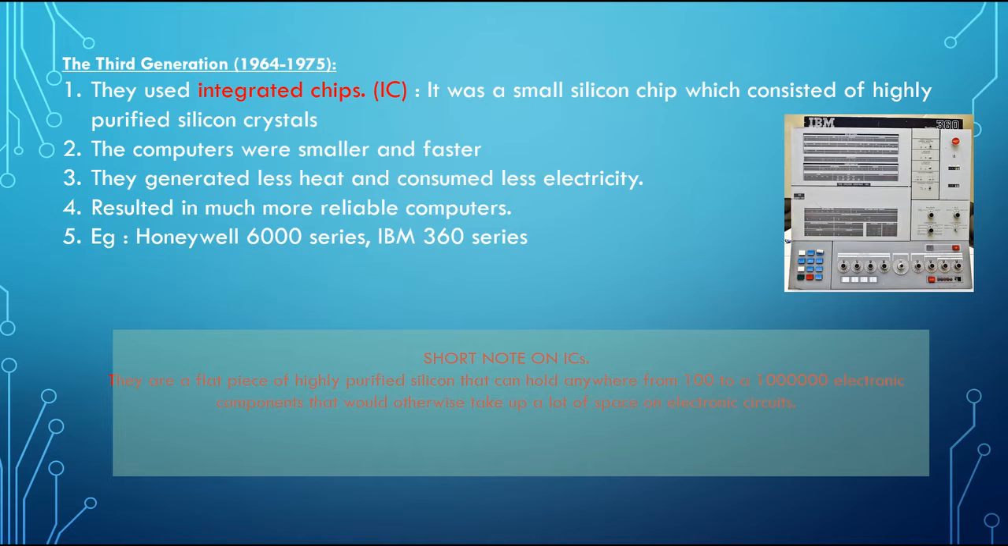So they generated a lot less heat and consumed less electricity. The computers were smaller and faster, which also resulted in a more reliable computer. The prolific computers, which we see in the example, are the Honeywell 6000 series and the IBM 360 series. Just a short note on IC, they are just a flat piece of highly purified silicon that can hold anywhere from 100 to a million electronic components that would otherwise take up a lot of space on a normal PCB.